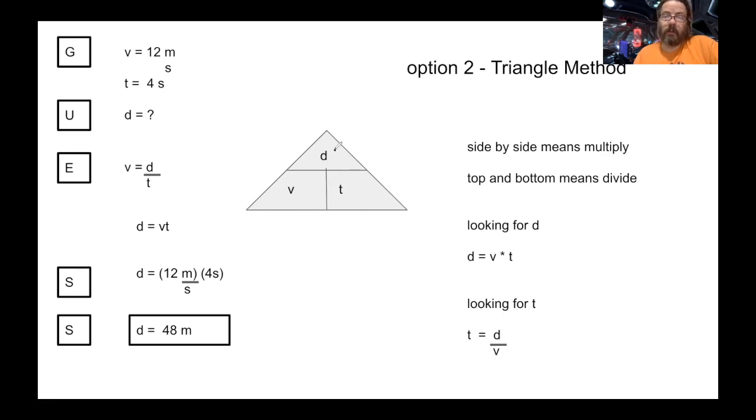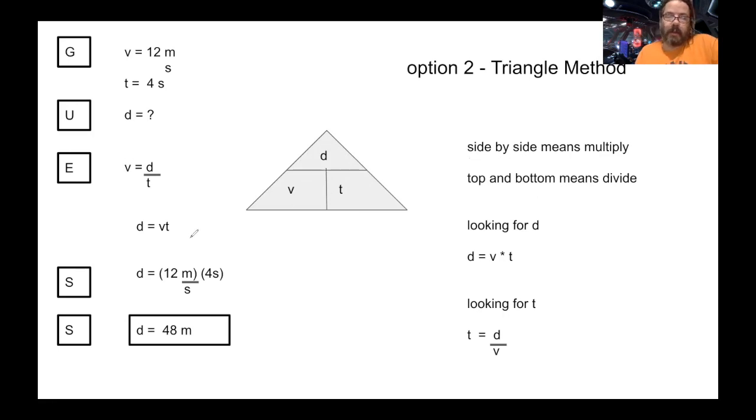Okay. Now, what if I'm looking for D? So D equals, so if they're side by side, it means you're going to multiply those two. So those are side by side, so those are going to multiply. If it's top and bottom, it means you're going to divide. Okay. So D equals velocity times time. V equals distance divided by time. And then T equals distance divided by velocity.